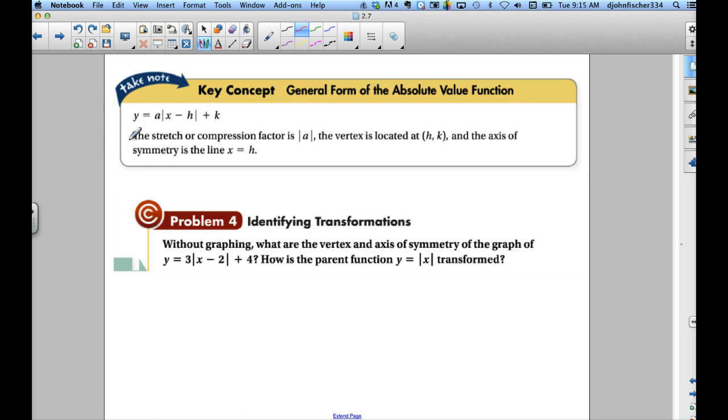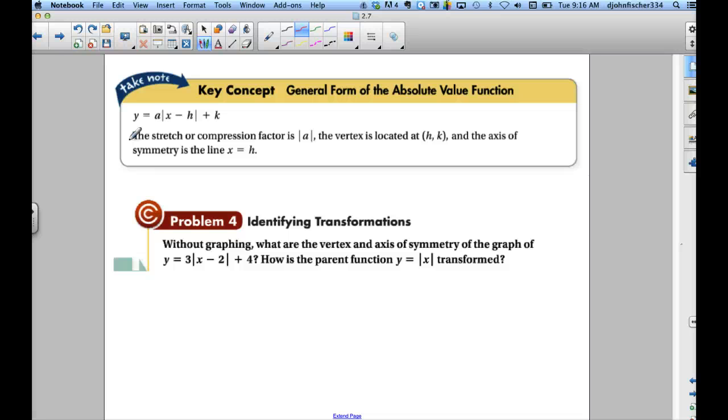Now, a key concept: the general form of an absolute value function is y equals a times the absolute value of x minus h, plus k. The stretch or compression factor is the absolute value of a. The vertex is (h, k). And the axis of symmetry is x equals h.